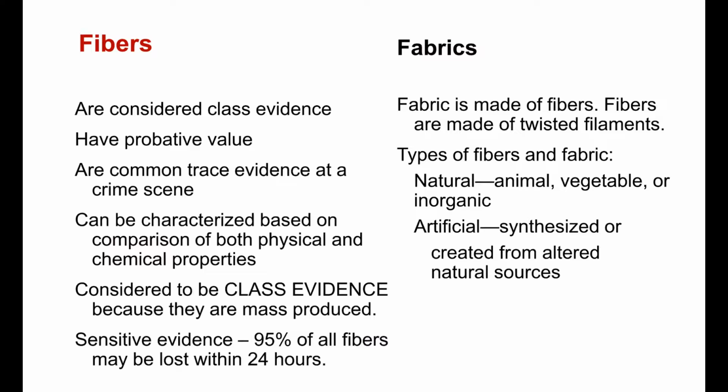So there are two main kinds of fibers and fabrics. You do need to know that they can either be natural or artificial. If they are natural, they come from an animal, vegetable, or some kind of inorganic source. And if they are artificial, it means that they are synthesized, made, or created from something similar to a natural source, but it's lab-based. It's something that we've created. Like the material itself is something we've created.